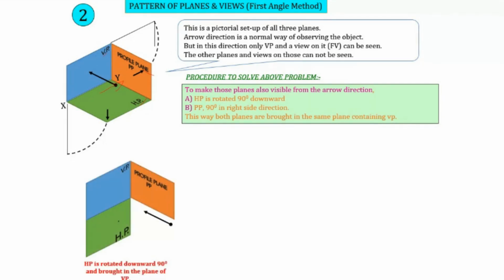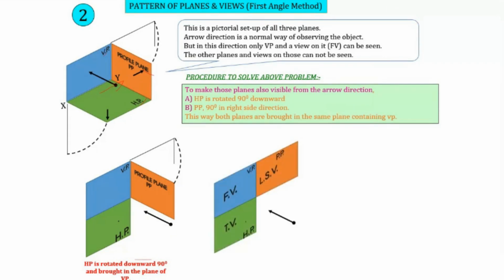So now once this particular plane, the HP, is rotated 90-degree clockwise, it will be like this. So now this vertical plane as well as horizontal plane are lying in the same plane. So now the only thing left is the profile plane. Now HP is rotated 90-degree downward and brought in plane with the VP. Now we rotate the profile plane again, 90-degree anti-clockwise. So now all these things are in the same plane.